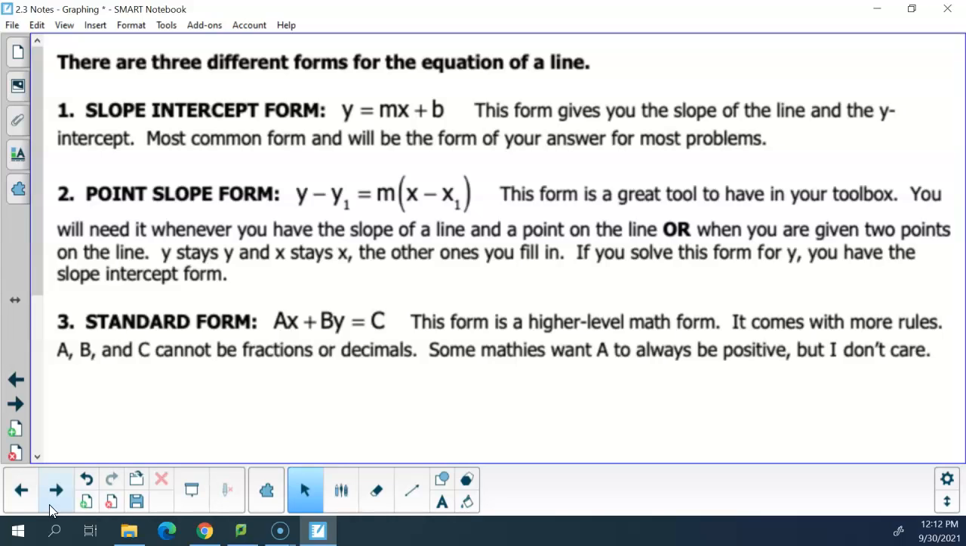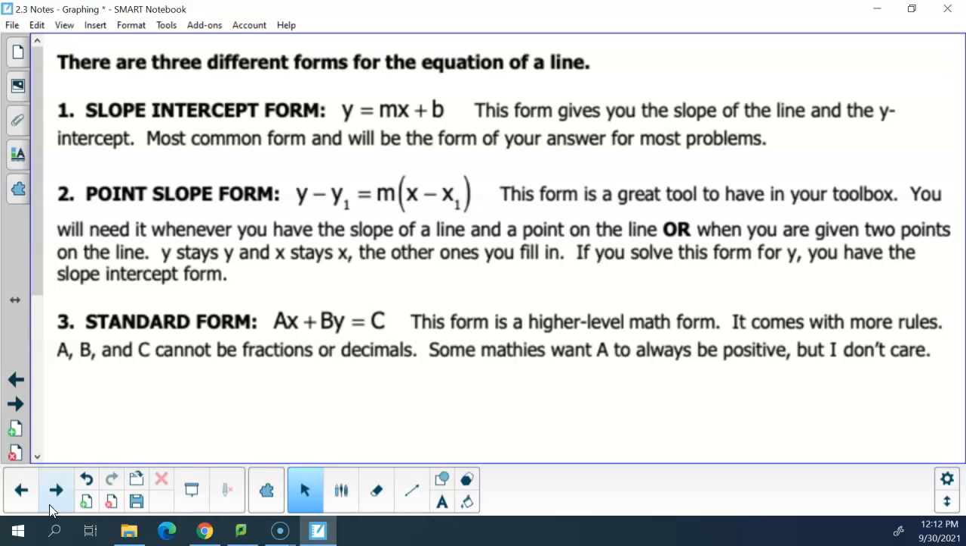And the last one is standard form. The standard form of a line is used in higher level mathematics, which you are in right now. You're in college algebra. Okay? Higher level math comes with it more mathematical type rules. Okay? So there are 3 rules that go along with standard form. The first rule is that x and y are on the same side. It is the only one of the 3 forms that has x and y both on the same side of the equal sign. That's the first rule.